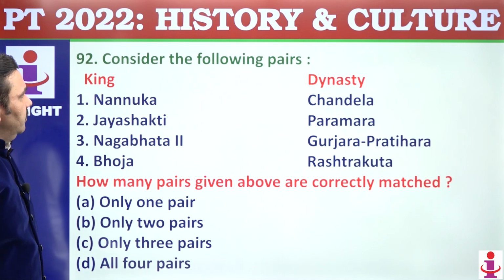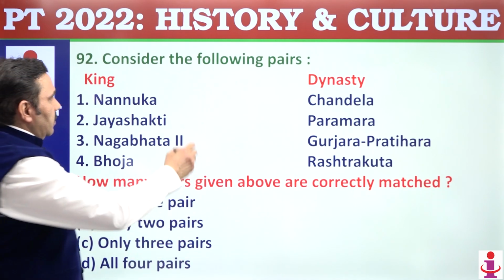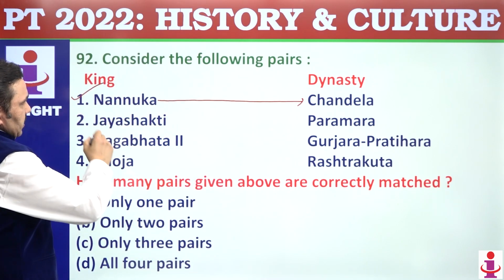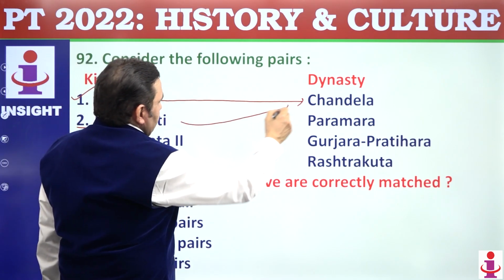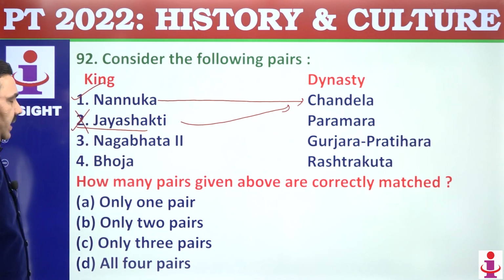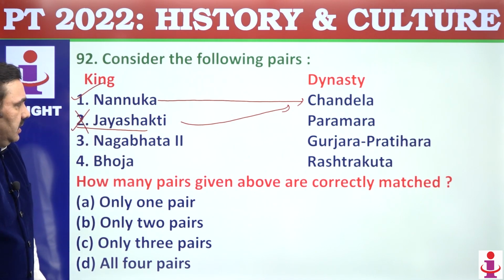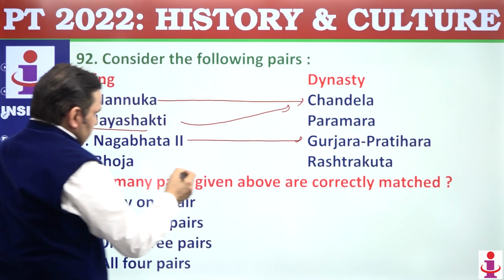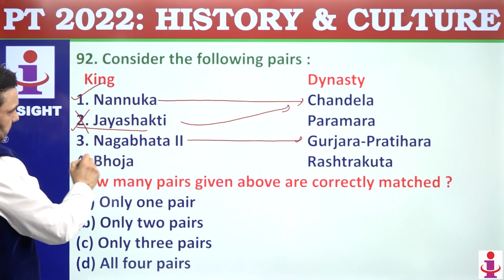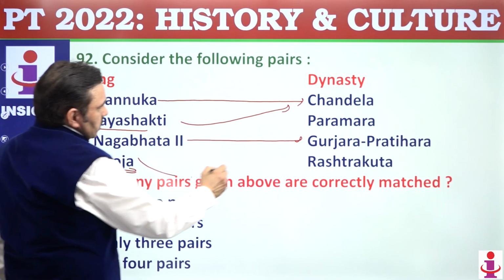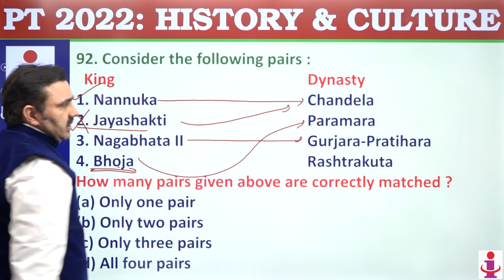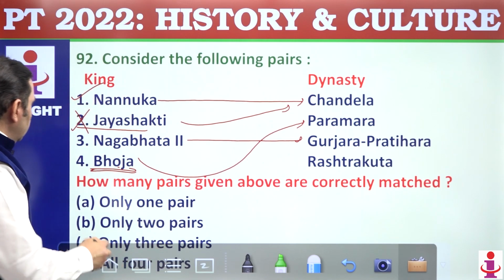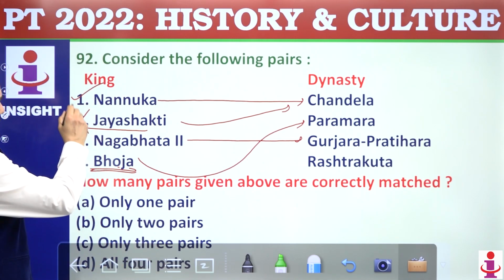92. Consider the following pairs. Nanuka was the founder of the Chandela dynasty of Bundelkhand, correct. Jayasakti was also related to the Chandela dynasty, the 9th king of the Chandela dynasty, so not correctly matched. Nagbhat was a Gurjar Pratihara king of Beenmal, and Parmar Bhoj. Bhoj was a Parmara king. There was a Bhoj Gurjar Pratihara also, but there was no Rashtrakuta Bhoj. So 4 is wrong, 2 is wrong, 1 and 3 are correct.